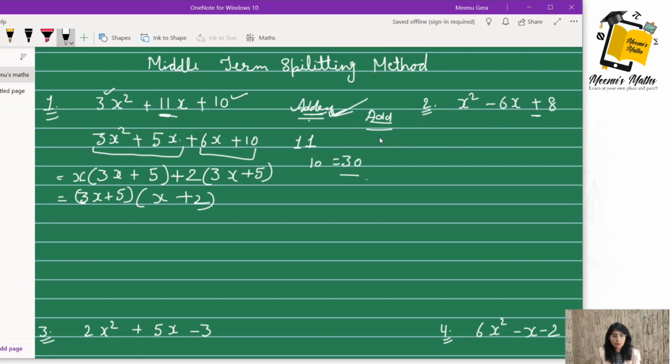Now we want two numbers whose addition is 6, as the middle term is 6, and whose product is 8, as the third term is 8. In the previous question we had 10 multiply 3, the product of the first term and the third term. But in this we have 1 here, because we have nothing in the coefficient of x square. That means we have 1 as the coefficient of x square. Then multiply 1 and 8, or directly we can say the last term. Product should be 8 and addition should be 6.